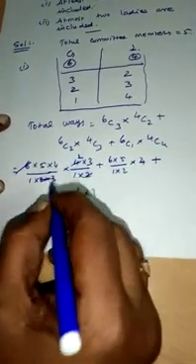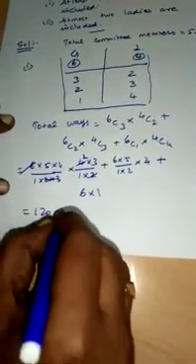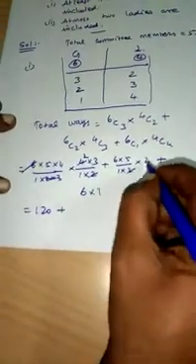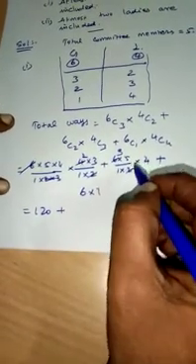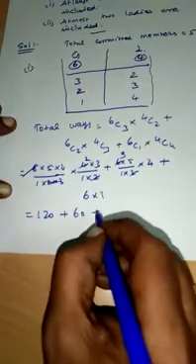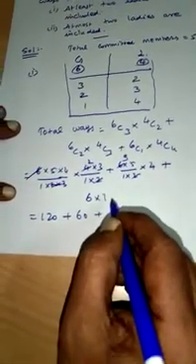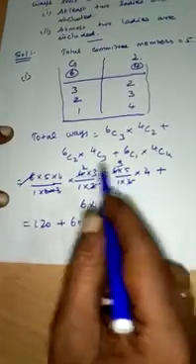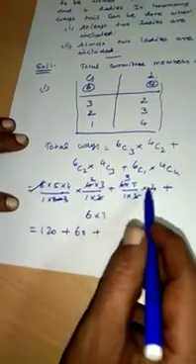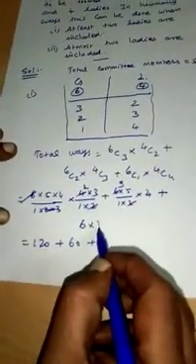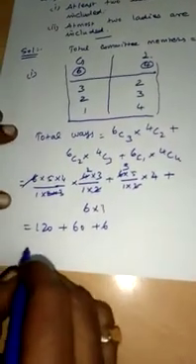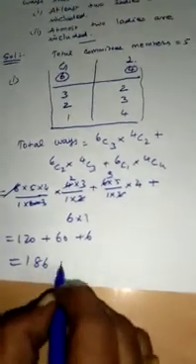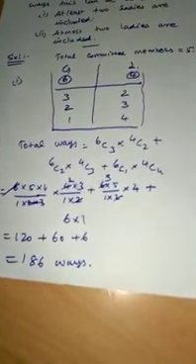2 into 3 is 6, 5 here 2, multiply 3, 2, 5 into 4, we get 120, plus here 3 into 5 into 4, we get 60, plus 6 into 1 is 6. When we add this, we get 186 ways. This is the first question.